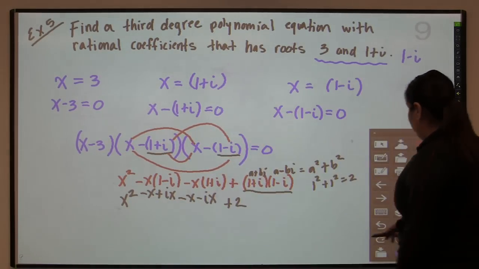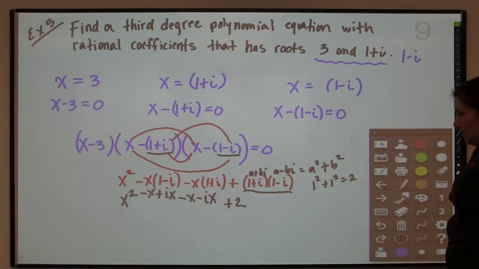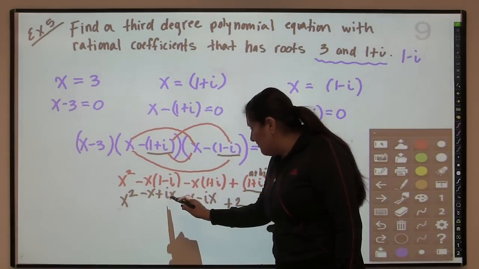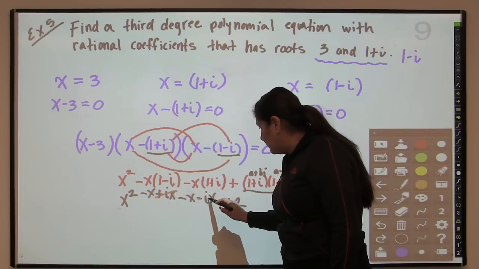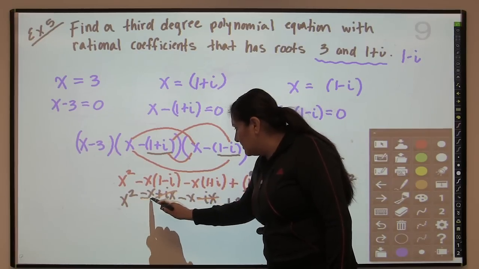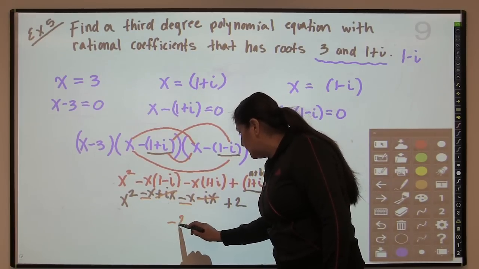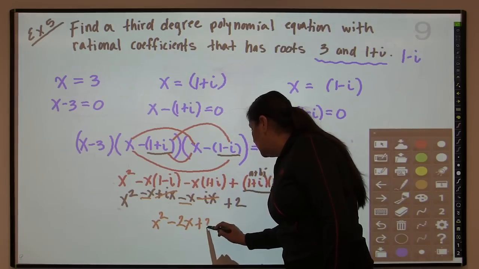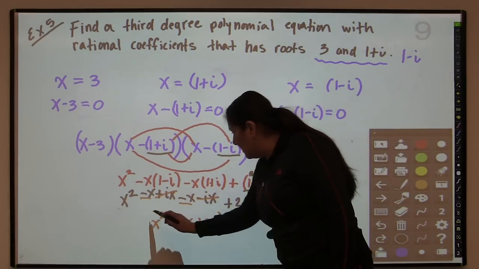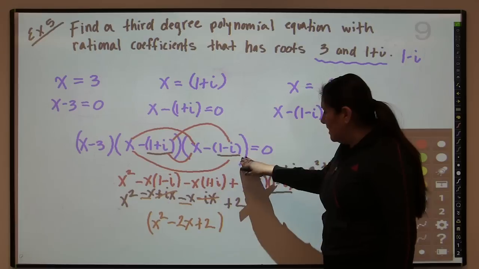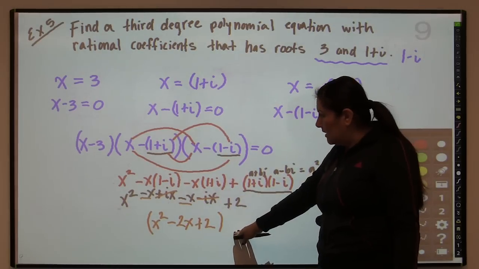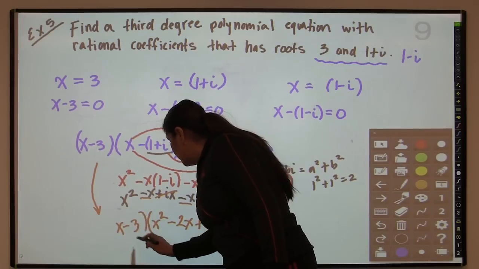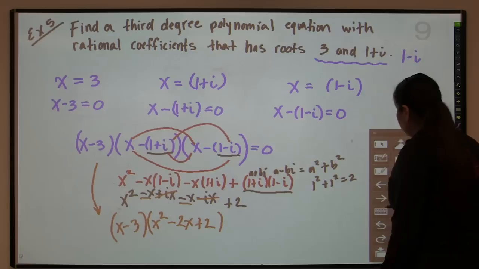Now we can start simplifying some terms, and I'm sure by now you're probably thinking, oh my goodness, what just happened? If you need to go back, go ahead and go back. But you have a positive ix and a negative ix, and they cancel. Then you have a negative x here and a negative x there, making it negative 2x. So you get x squared minus 2x plus 2. So isn't that nice? You actually ended up FOILing this big ugly mess, and it turns out to be a nice simple quadratic. But don't forget that you still need to multiply it by x minus 3, and that is our final step that we're going to need to do.